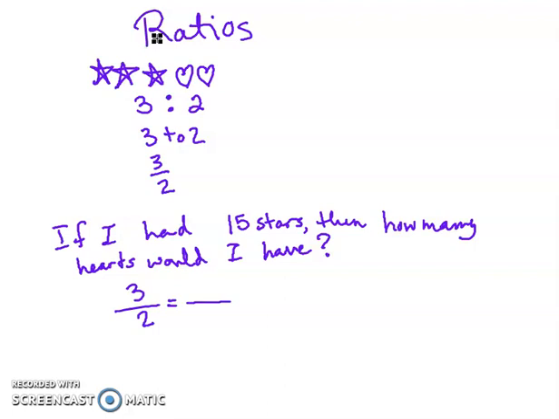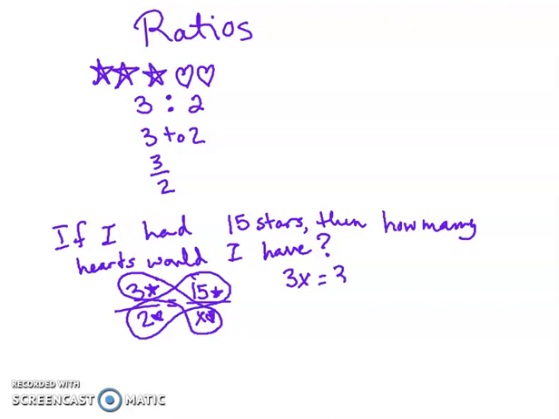So remember that the 3 here dealt with the stars, the 2 dealt with hearts. When I set up my other fraction, I need to make sure the things are in line. So I was given 15 stars, so that is going to go on the top where the stars were. And then I am looking for the number of hearts. Okay, so once I have my proportions set up, I am going to cross multiply. So 3 times x is just 3x. I'm going to multiply the other direction, and I'm going to get 30.